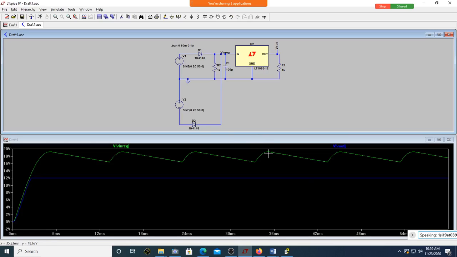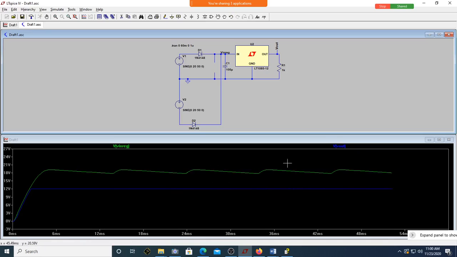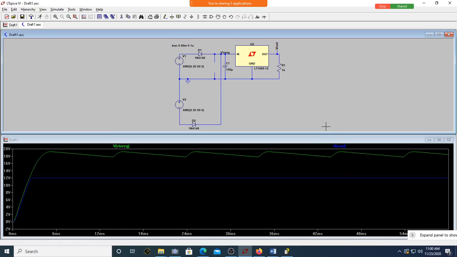So how much time did I take? Less than 5 minutes to migrate from half wave rectifier to full wave rectifier. Of course now I can take this resistor out and run it. You'll get the same result. Correct? Okay. Any doubts here?